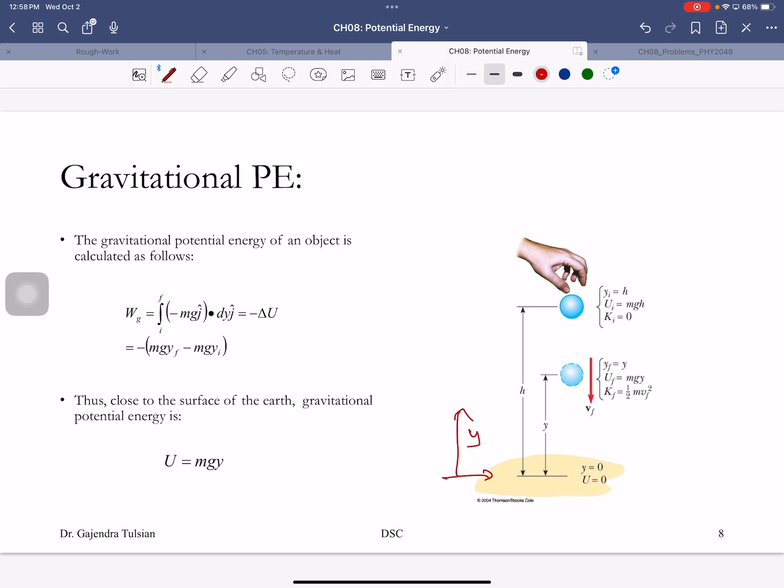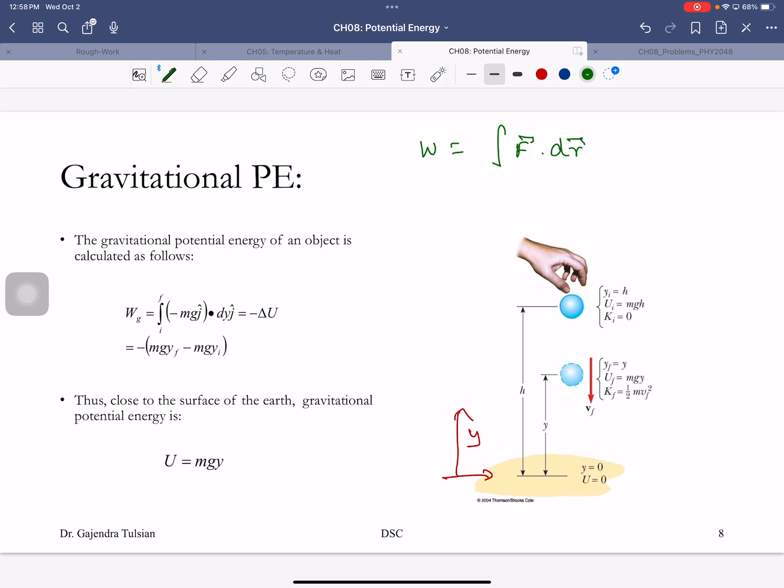Okay. And the gravitational force is pointing down. So mg, that's the magnitude of the force. It's pointing in the negative direction, so negative mg j. So there's the force. And so the work done is this generalization, the integral of F dot dr.